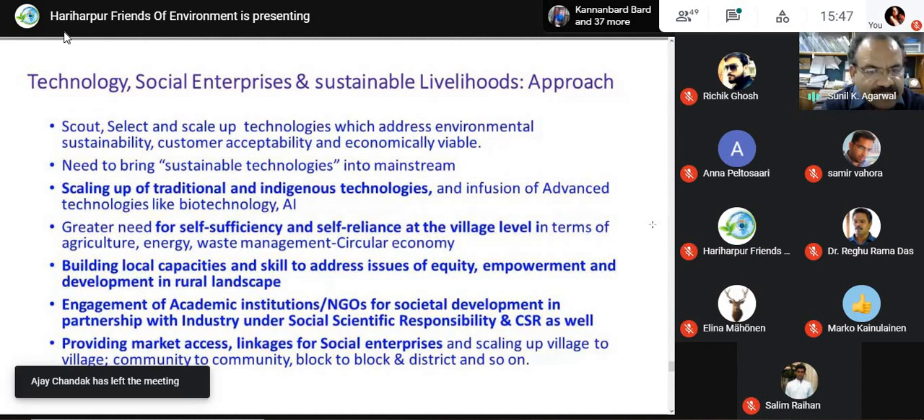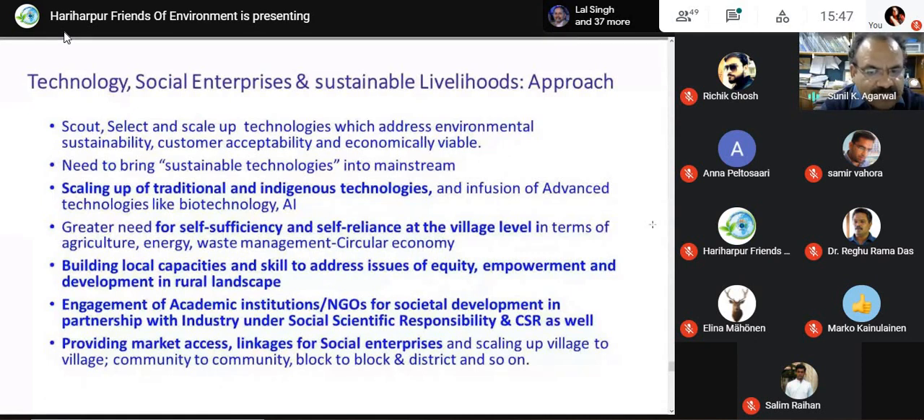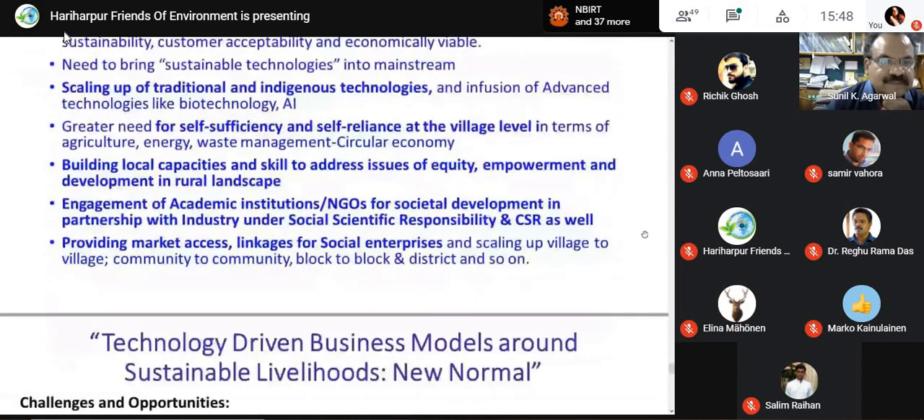And here we feel the engagement of academic institutions and NGOs in collaboration and synergy is required to ensure social scientific responsibility, as well as engaging the corporate sectors and providing the market linkages and social enterprises for scaling up such efforts from village to village and community and block to block and district and so on, from local to global. That's what the chain reaction has to be ignited, and which is happening now. Next slide, please.